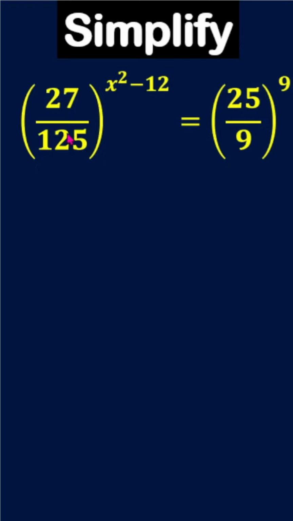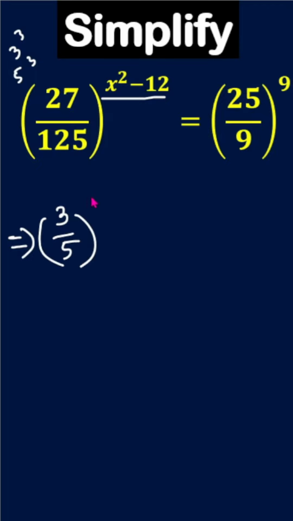Simplify (27/125)^(x² − 12) = (25/9)^9. So directly we can write 27 as 3 cubed, and 125 as 5 cubed, right? So we can write (3/5) whole cubed, and here the power is x² − 12.